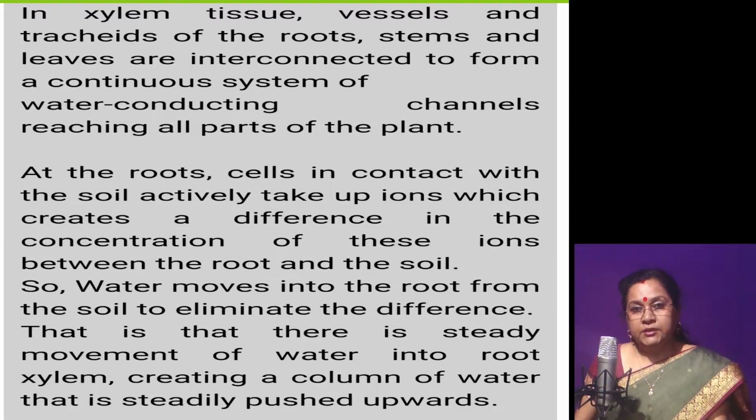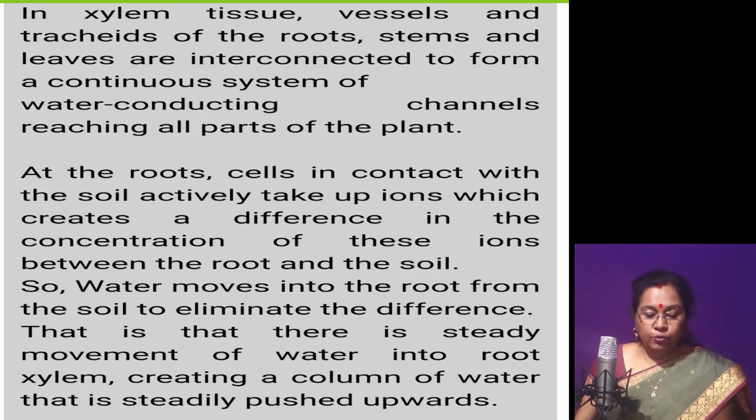Now let us discuss the mechanism of water and minerals transport in the plants. Three mechanisms occur in water transport. First is absorption of water and minerals from the soil. Second is ascent of sap, that is upward movement of water and minerals. And third is the transpiration pull.